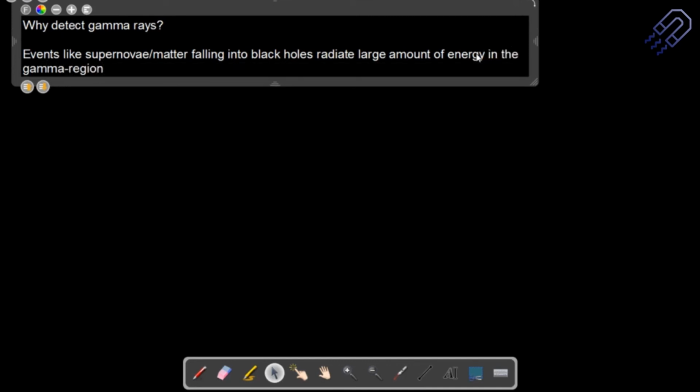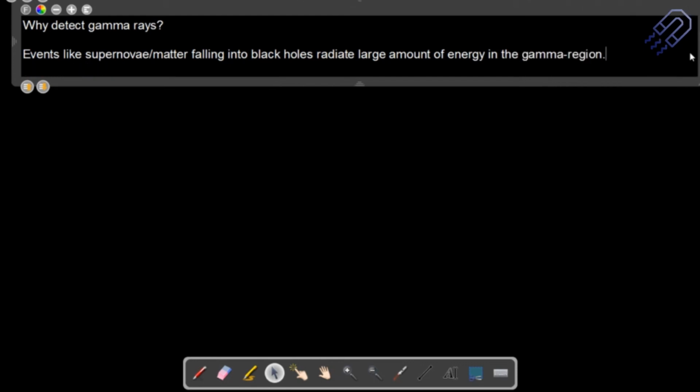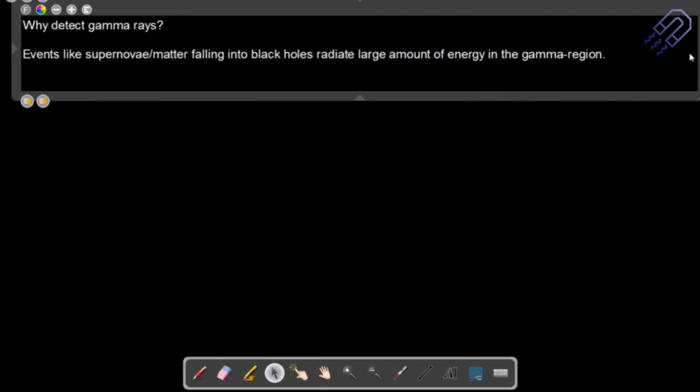The energy that I was talking about, 100 to 1000 tera electron volt, will be in the range of the gamma region. As soon as that much energy is detected from a supernova explosion or matter falling into the black hole, or let's take it the other way, when we get some gamma rays, we know something has happened, which released this much energy. This is a signature of a supernova explosion or matter falling into the black hole.